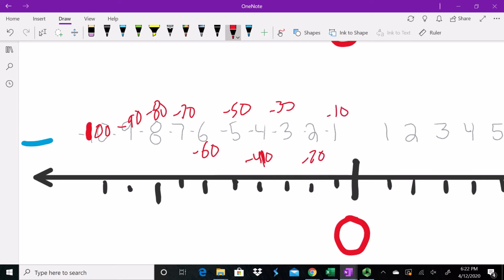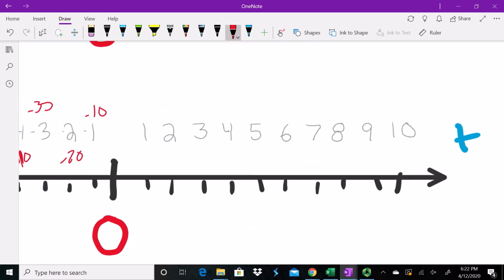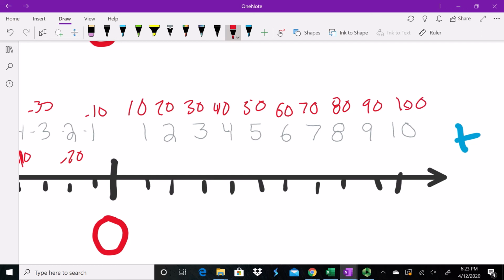And then the same thing over here. Let's see if I can write these ones a little bit neater. This would be something like 10, 20, 30, 40, 50, 60, 70, 80, 90, and 100. The number line hasn't changed at all. I've just changed the increments.